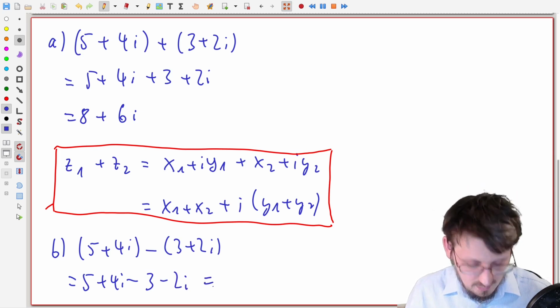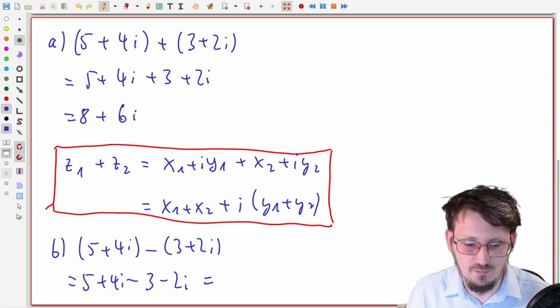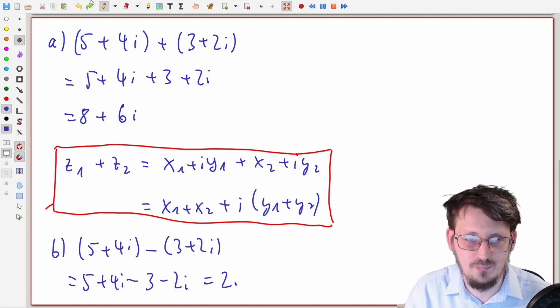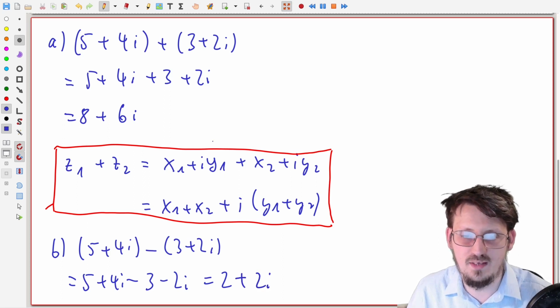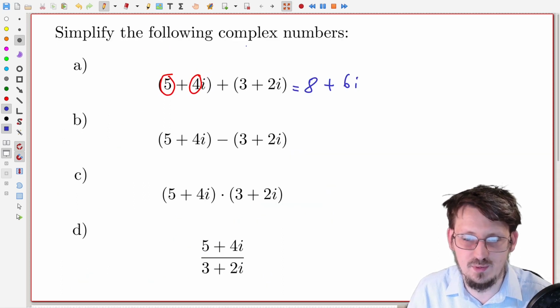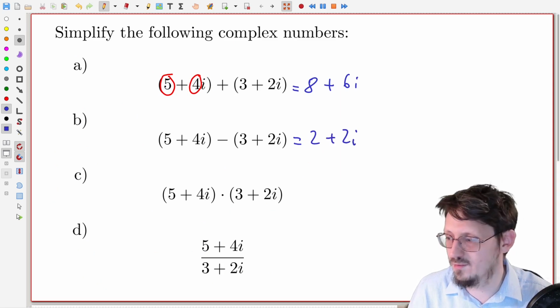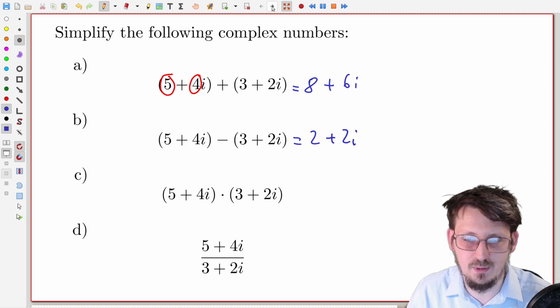And now we have to do the same what we have done here before. We have to calculate 5 minus 3, which is, sorry, not 2i, but just 2. And then we have to calculate 4i minus 2i, which is 2i. So we can write here plus 2i. And again, this is the result. So we can write now here, the result is 2 plus 2i.